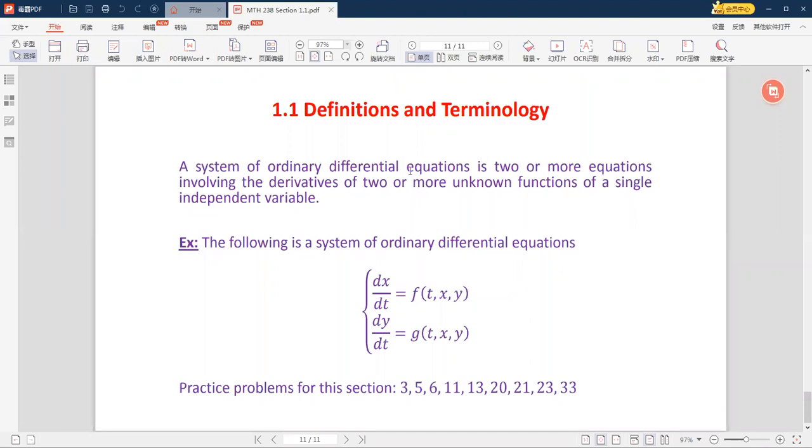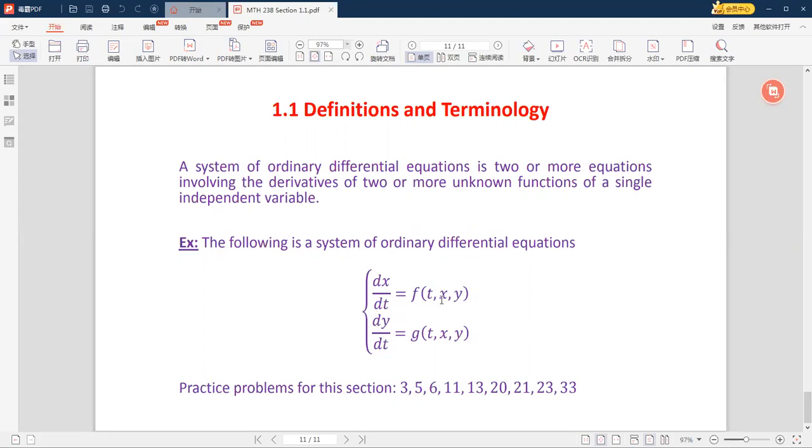So it involves two or more equations. So for example, the following is a system of ordinary differential equations. The first equation is dx over dt equal to f of t, x, y. And the second equation is dy over dt equals g of t, x, y. So you can see there are two functions, x and y, that we need to solve from this system. And there's only one independent variable, t, we call it t.